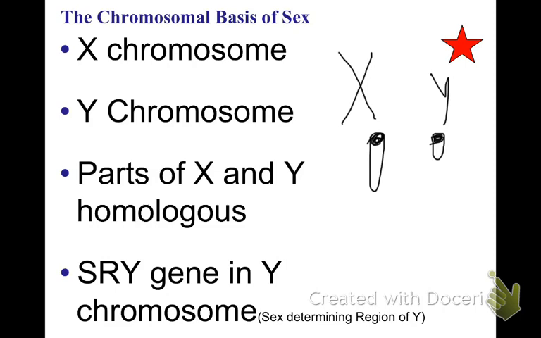Now, what makes the Y chromosome special or unique? It has a gene called the SRY gene, and it translates as sex determining region of Y. So this particular gene is helpful in determining maleness, or the qualities that go to determine that particular human being as having male qualities.